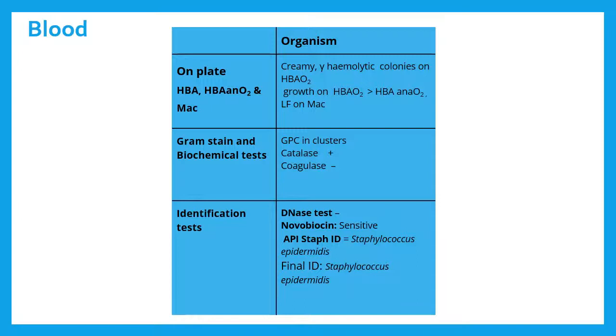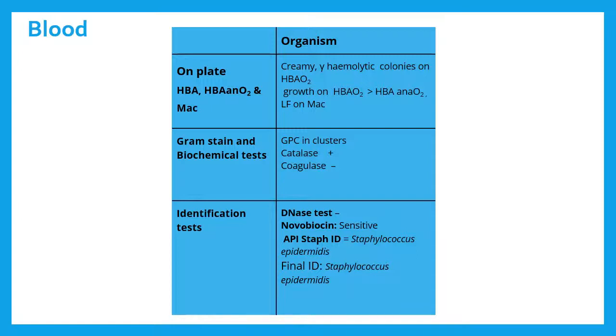There was a creamy growth on the HbA O2 plate, and overall growth on blood agar incubated under aerobic conditions was better than the agar incubated under anaerobic conditions. The colonies were lactose fermenting on MAC plates. However, the overall growth on MacConkey was weaker compared to blood agar. The Gram stain of the organism showed gram-positive cocci in clusters. Biochemical tests revealed the organism to be catalase positive and coagulase negative.